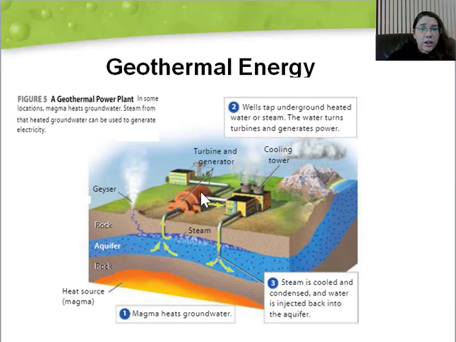to a generator. The generator then produces the electricity, and then afterwards it goes through a cooling tower, and then it is steam that cools, condenses, and then the water just flows right back into the aquifer, and then it'll continue the cycle.